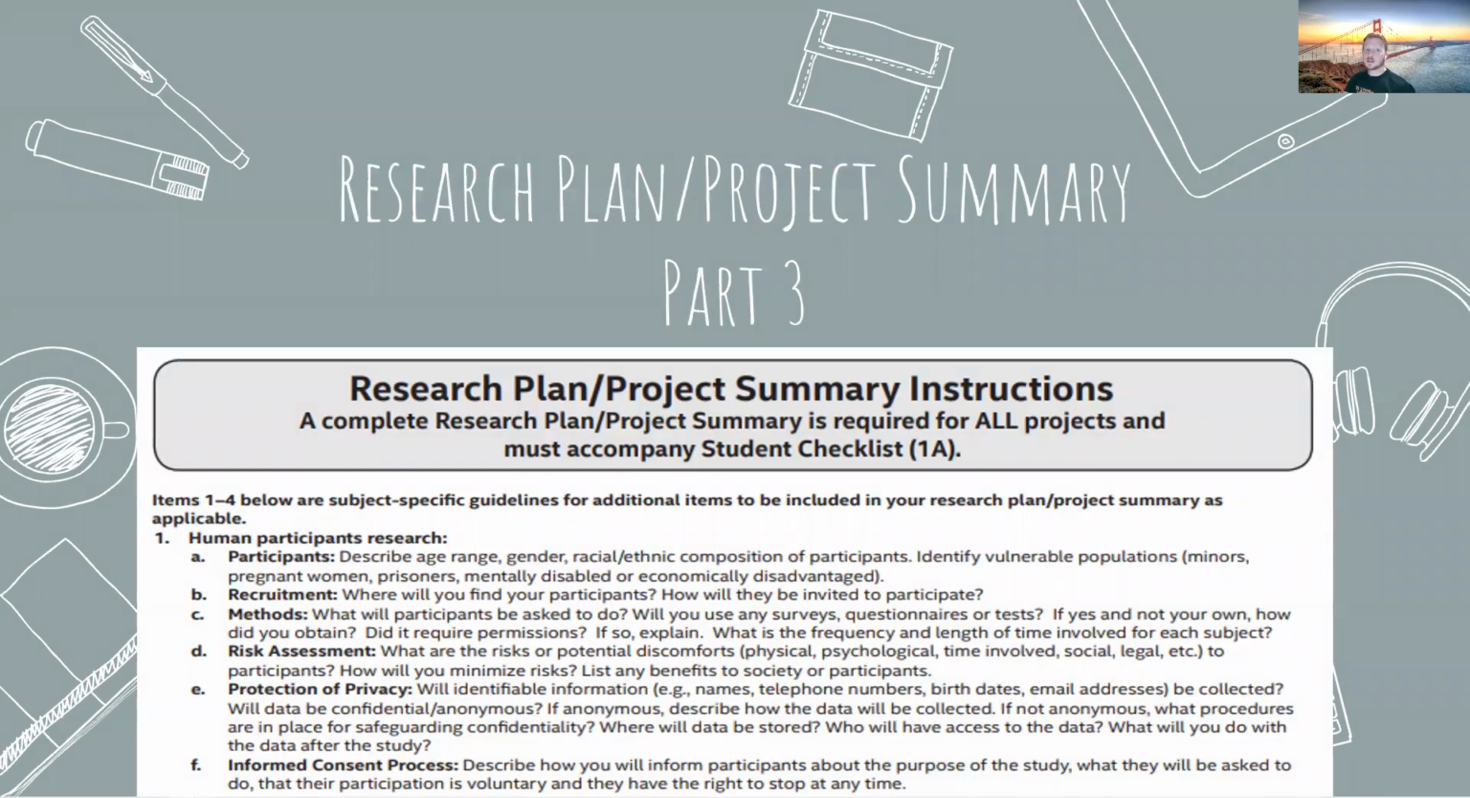The research plan / project summary, part 3. So this one is more applicable to the type of research that you did. So if you had human participants, you need to fill out this section, have all this stuff included. You need to have the participants, the age range, gender, racial, ethnic composition. You need to have all the information so that we can know exactly the type of people that you did the research on and how that might influence the study.